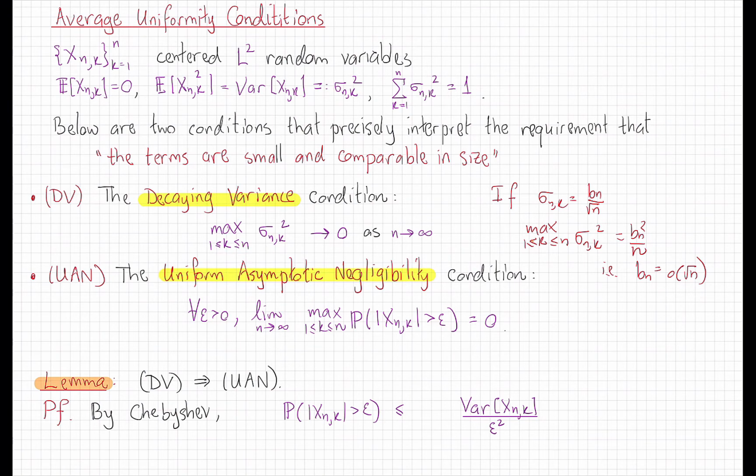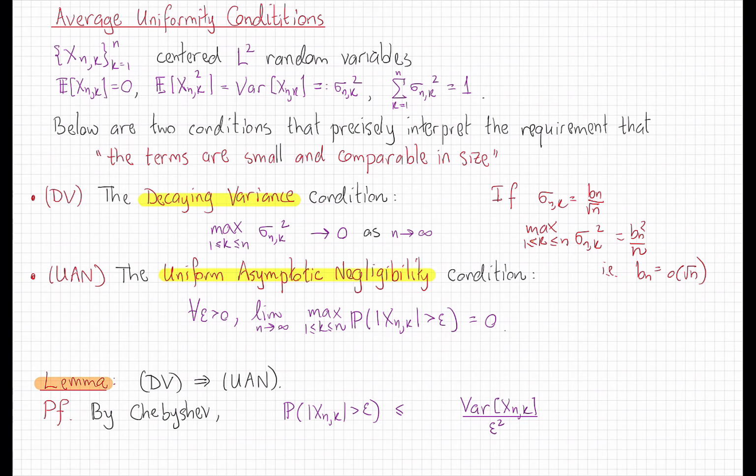Now here's another natural condition not specifically to do with variances. We could insist on uniform asymptotic negligibility, which just means that the terms along each row converge uniformly to 0 in probability as n goes to infinity. That is, for any tolerance epsilon, the maximum along the nth row of the probability that the term in that row is bigger than epsilon in absolute value tends to 0 with n. This is a fairly natural notion of the terms being small and comparable in size.